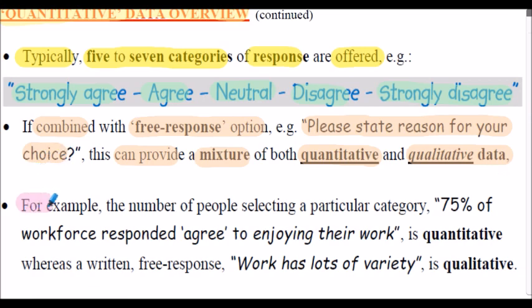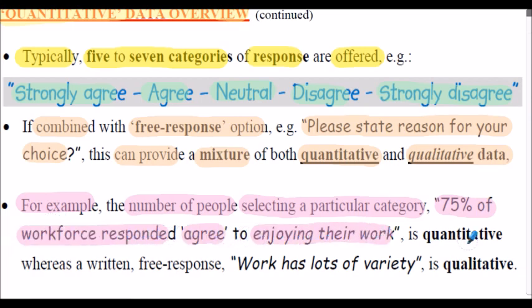So, for example, the number of people selecting a particular category or level of response may ultimately be stated as 75% of the workforce responded agree to enjoying their work. This is quantitative, whereas a written free response would be work has lots of variety, which is considered qualitative, and again helps to provide insight as to why the level of agreement was chosen.